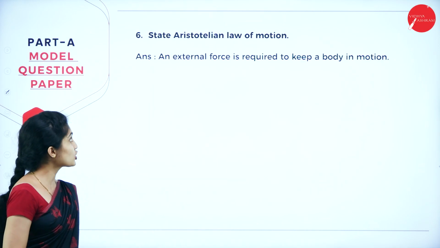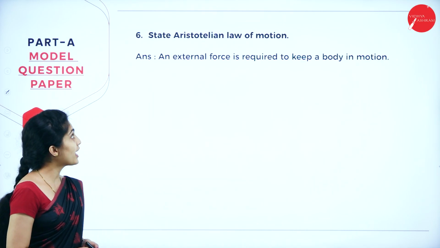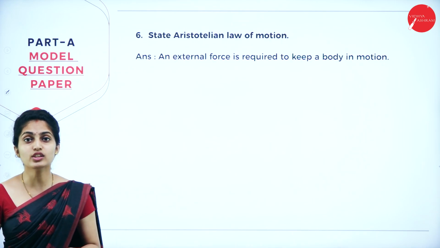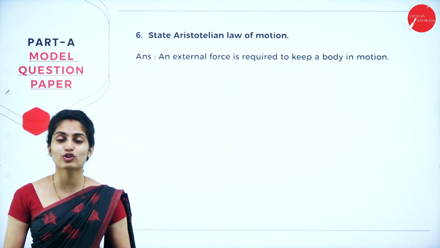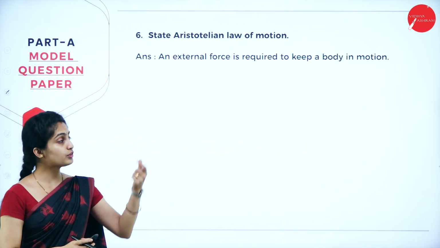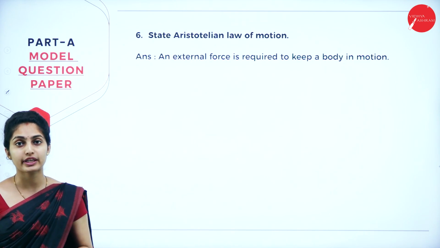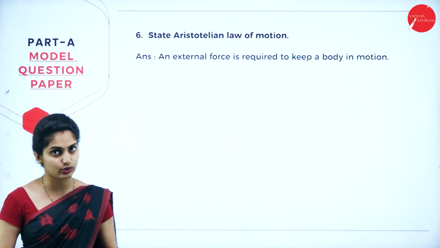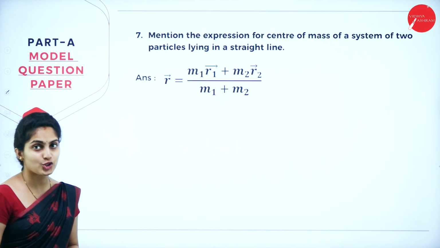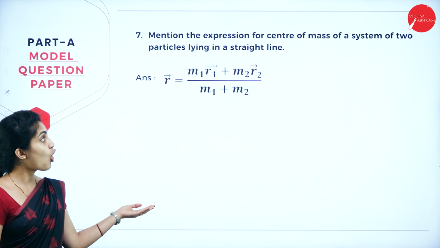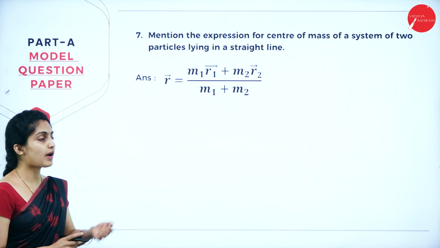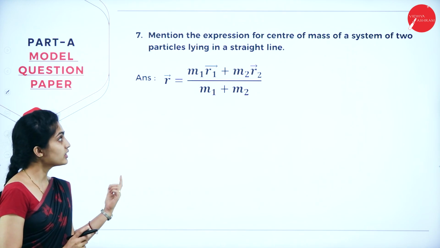Okay, and next we have, state Aristotelian law of motion, that is external force is necessary for an object to have a motion. So it is external force is required to keep a body in motion is the answer for this question. And the next question is, we will have to mention the expression for center of mass of a system of two particles lying in a straight line.